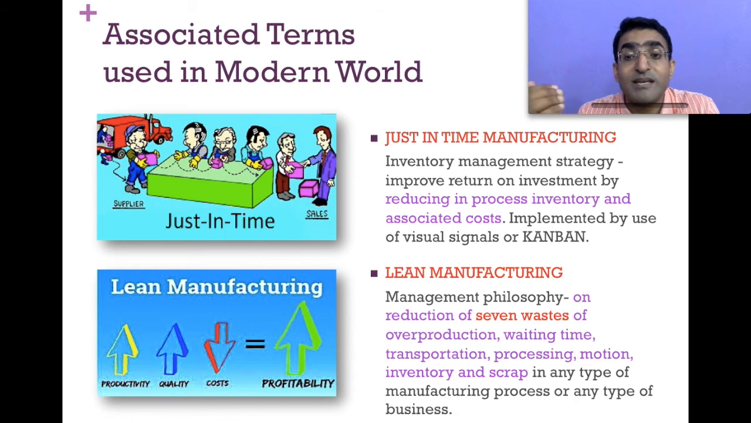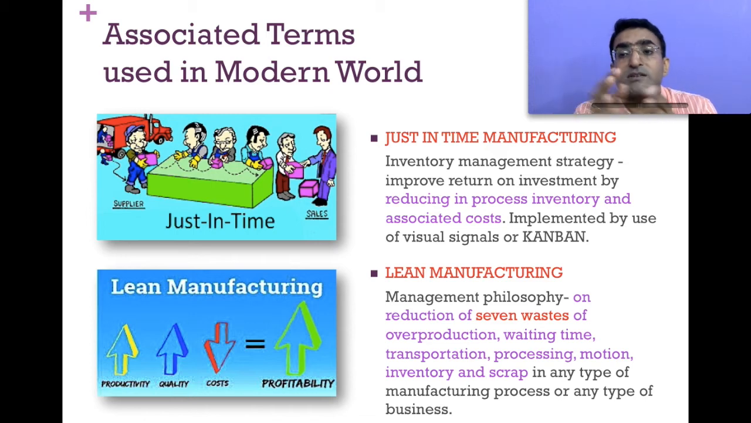There's a term, just in time manufacturing, in which we try to reduce the process inventory and associated cost. That means we are trying to minimize the stock movement, minimize the stock maintenance, so that we are able to save costs on that. Then there is lean manufacturing.